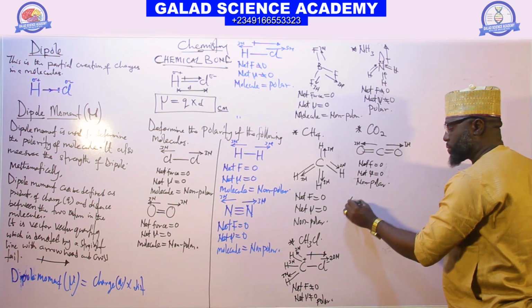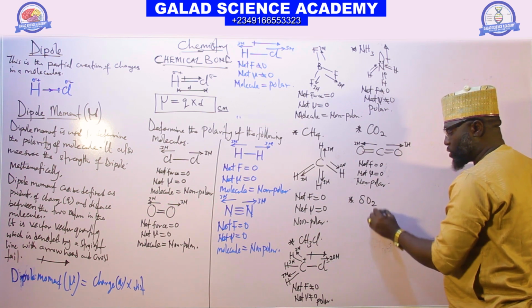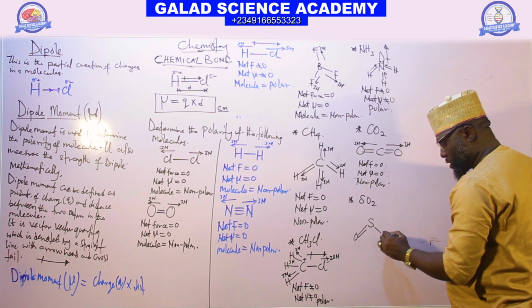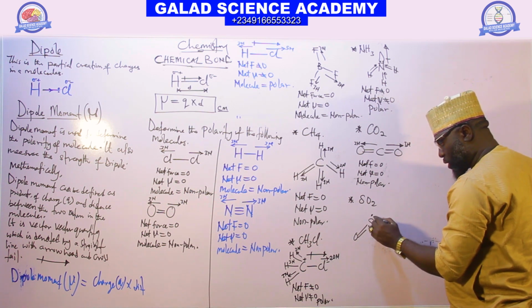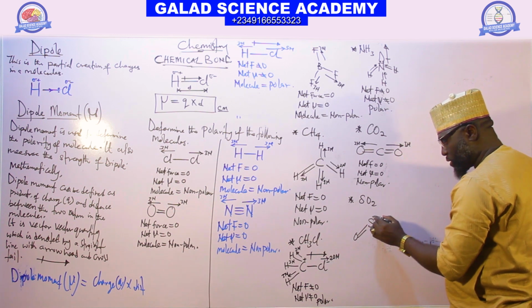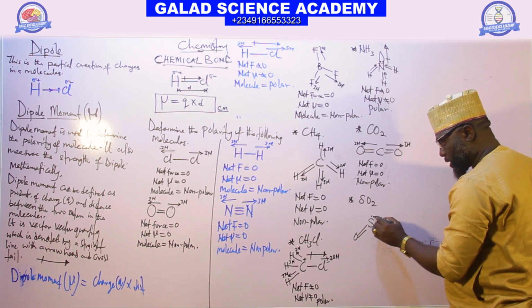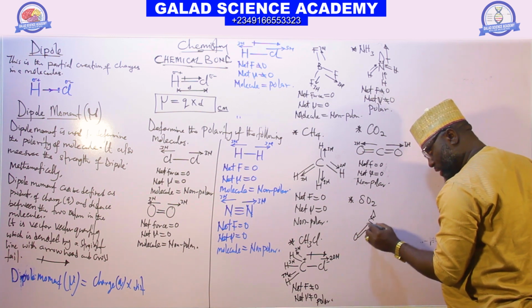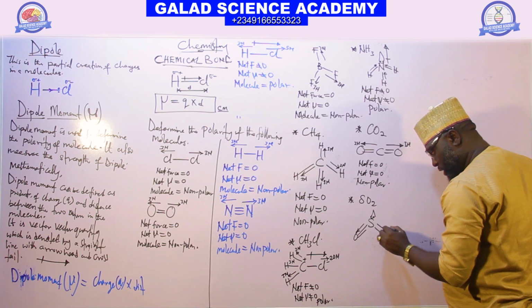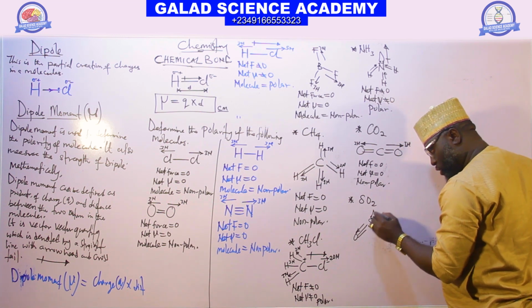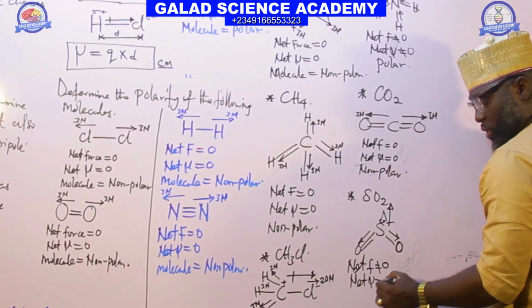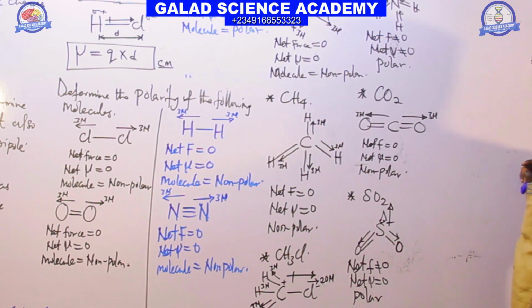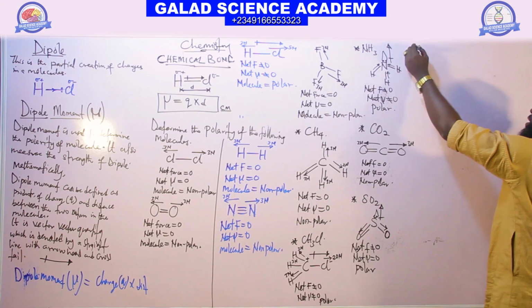In case of SO2, the SO2 has a double bond here. It has this bond with a lone pair of electrons here. So we can say that this here and this here, so the SO2 net dipole moment is not equal to 0. Therefore, it is a polar molecule.